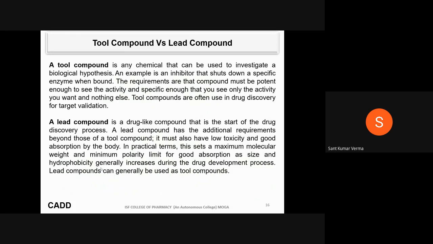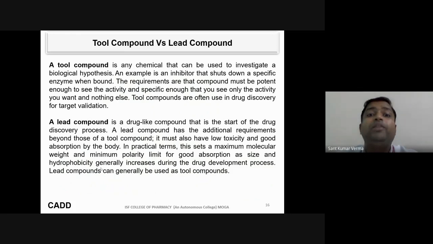These compounds, when they bind to the target, can stop a particular process, can stop a signaling, can stop the synthesis of a protein. You can identify what happens when this protein is blocked, and what consequences follow.